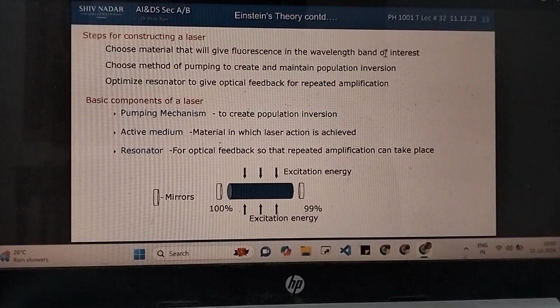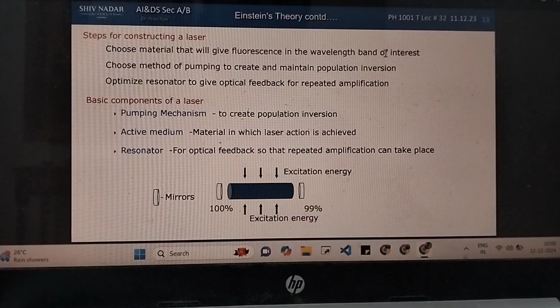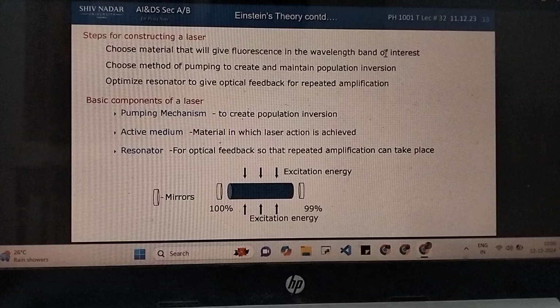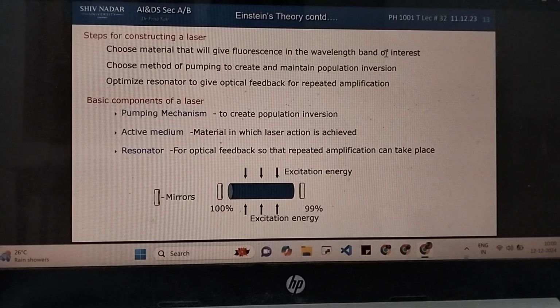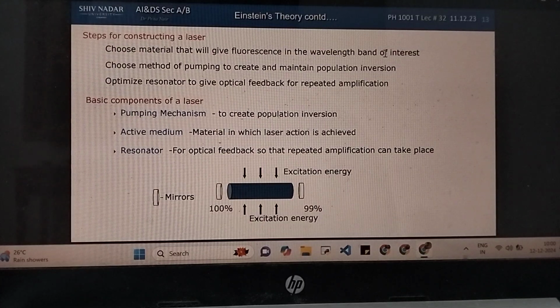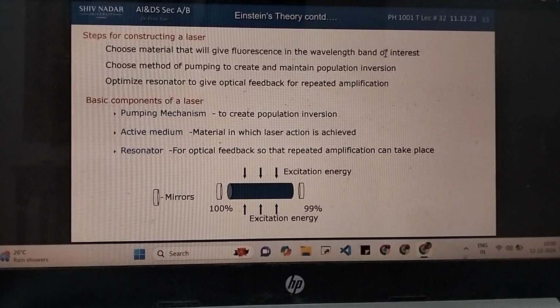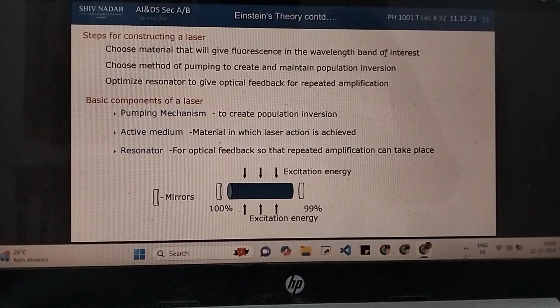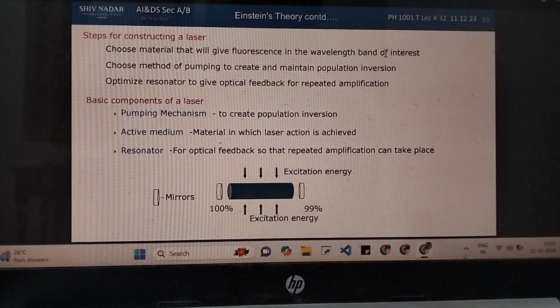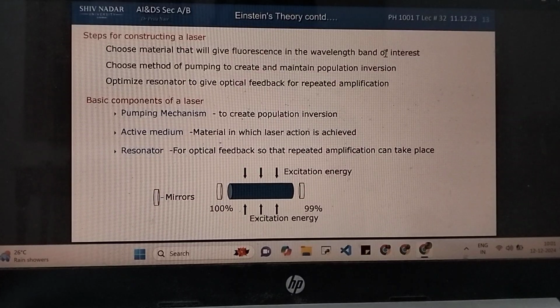That's the first step. Choose the method of pumping to create and maintain inversion. This we will be studying in detail, like I said, soon. There are different ways of creating that inversion, different mechanisms which can be used to take electrons from the lower level and put them in the higher level. So choose a suitable method which can not only create but maintain that inversion for long enough periods to generate laser light. Optimize the resonator for repeated amplification.